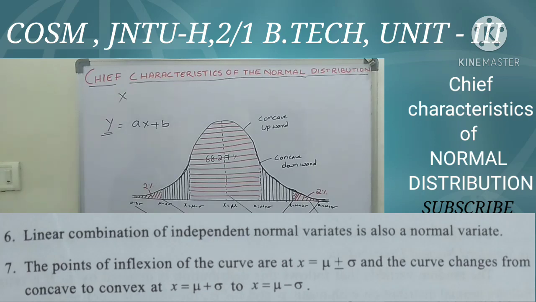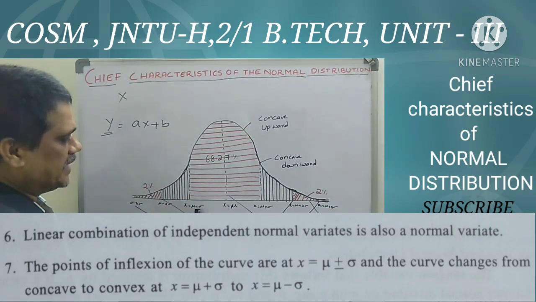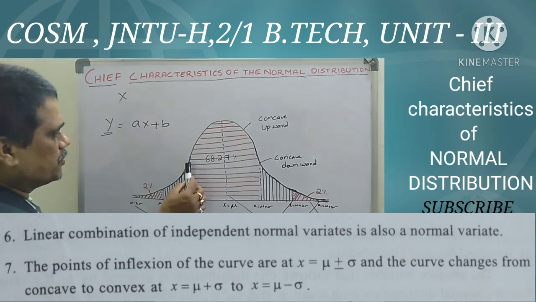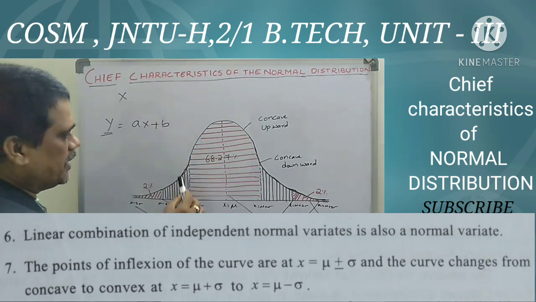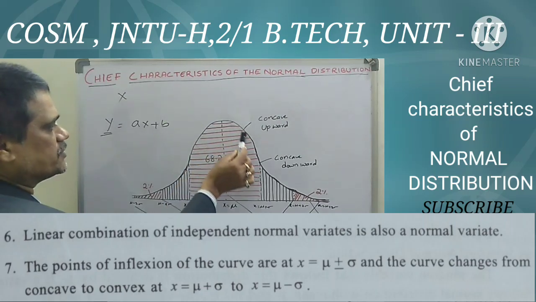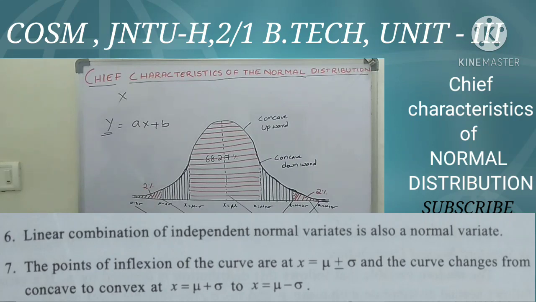The seventh point is the points of inflection of the curve, at x equals mu plus or minus sigma. Observe the lines x equals mu minus sigma and x equals mu plus sigma. Here the curve changes its shape, from concave downwards to concave upwards. The points where the curve shape changes are called points of inflection. So x equals mu plus or minus sigma are the points of inflection of the normal distribution curve.